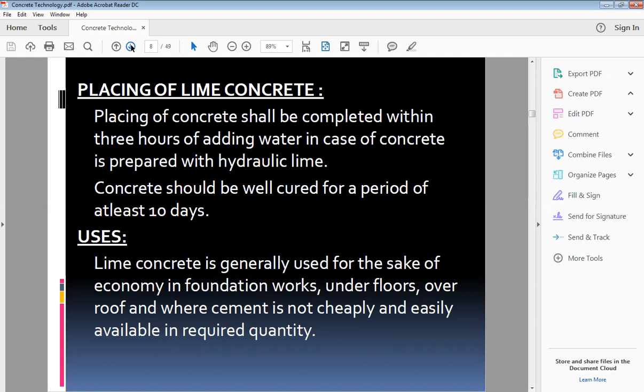Lime concrete is basically used in foundation works, underfloor, and over roof, where cement is not cheaply and easily available. So there we use lime concrete.